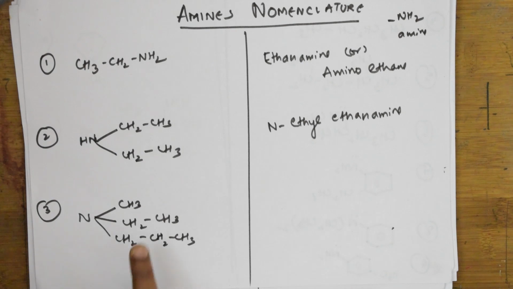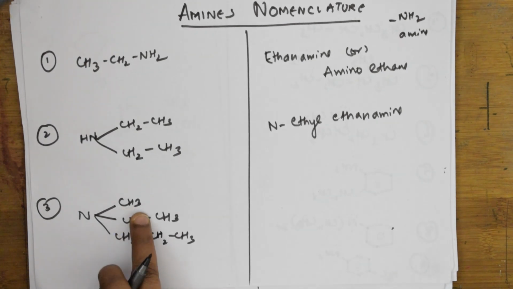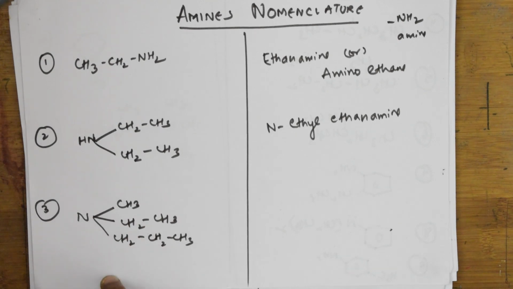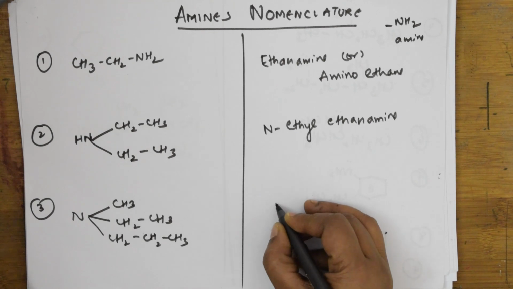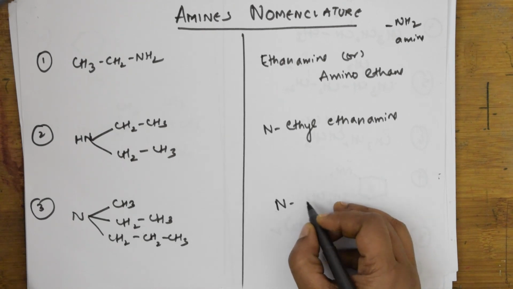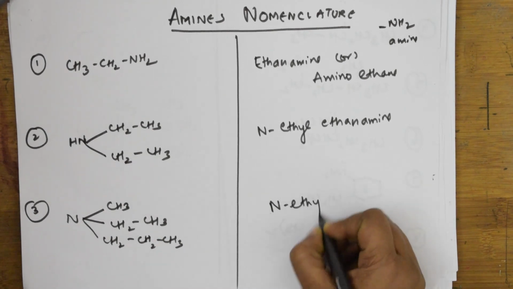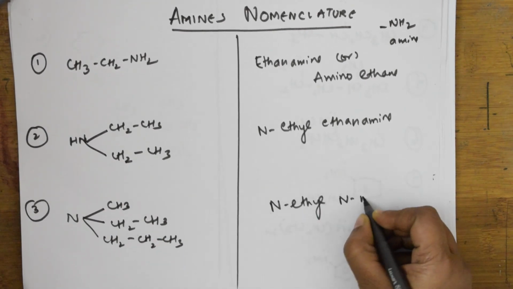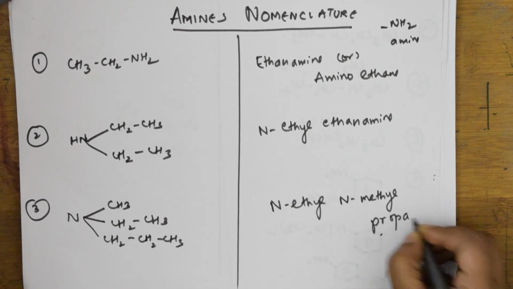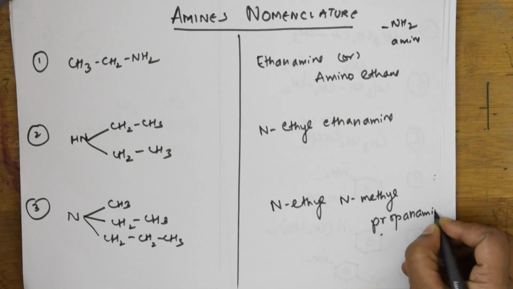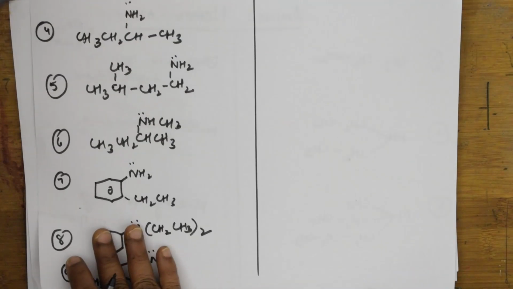Let us name this. Here you have ethyl group. Here you have propyl group. Here you have methyl, ethyl, propyl. 3 are there. So how should you name this? This is named according to the alphabetical order for N, but the parent chain is the longest chain. So N-ethyl, N-methyl, propanamine. Done? Yes.